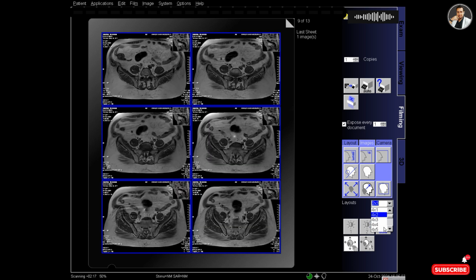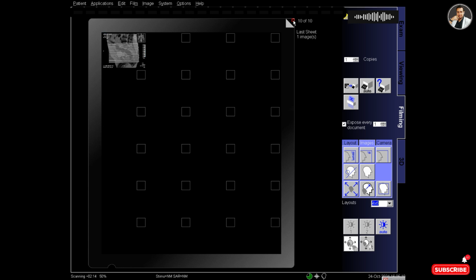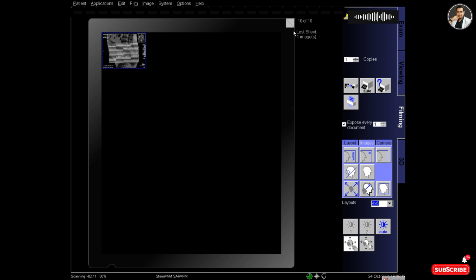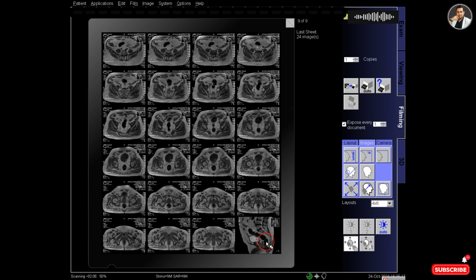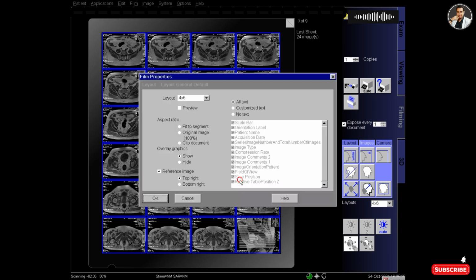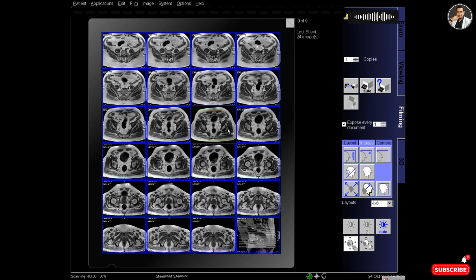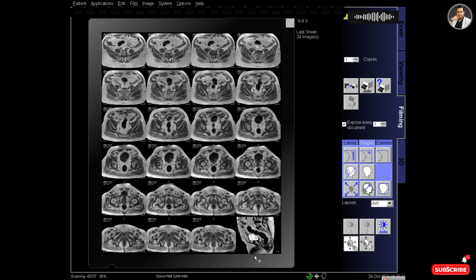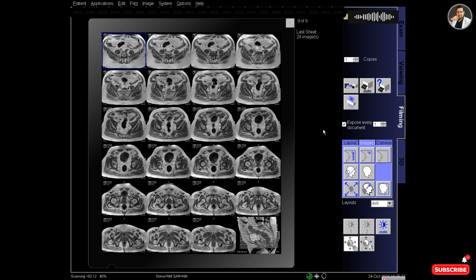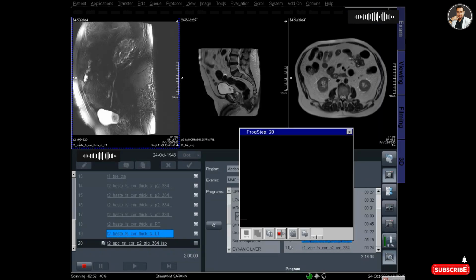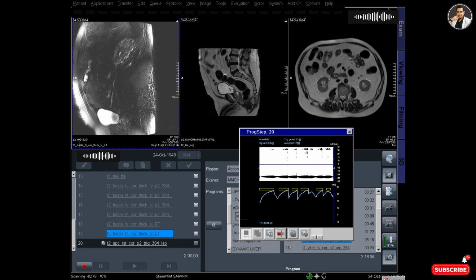So I am making films for T1 axial. For this I have selected the 4:6 layout and deleted some images, adjusting the contrast, zoom, pan, and adjusting the reference image. I am waiting for the T2 space trigger 3D protocol scan to be finished.